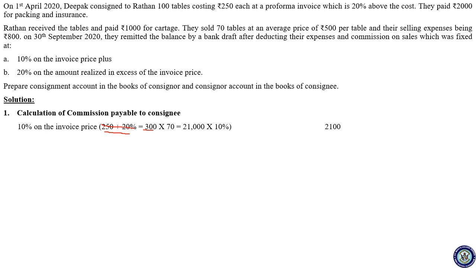If that information you have not taken in the beginning, then you have to write everything, that is invoice price. How you get invoice price? Cost plus load price. So 250 plus 20%, it comes to 300. On that into 70, that is units sold, the total sale, that is 21,000. So total sale for computation of commission purpose, 21,000, on that 10% means 10% on the invoice price, that is 2100.